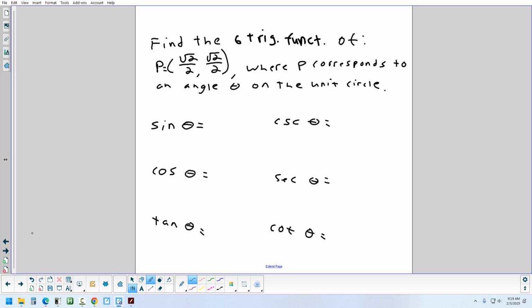All right, let's try another one where I give you the coordinate. So this time it says find the 6 trig functions of the angle represented by that location. It's root 2 over 2, comma, root 2 over 2. What do you notice about the x and the y this time? They're the same. So does that give anybody a hint? We don't need to know this yet, but does anybody think they would know how big that angle would be? Another hint is, what quadrant is that point in?